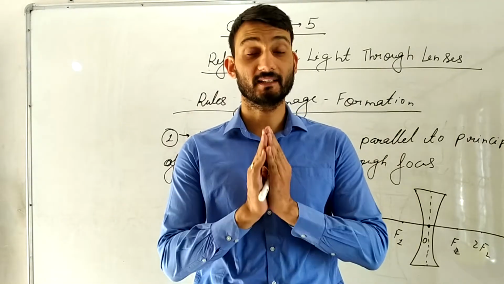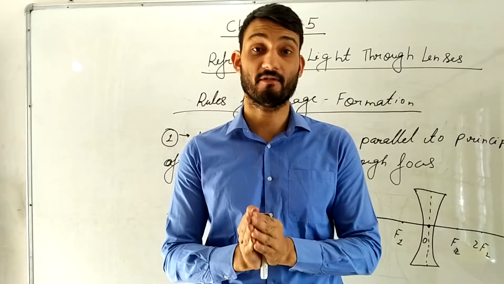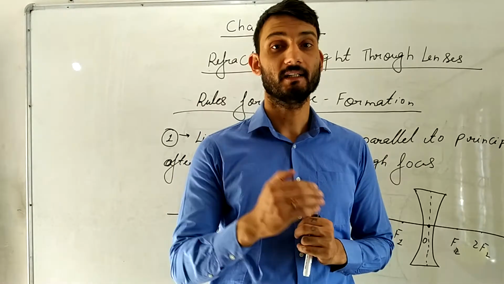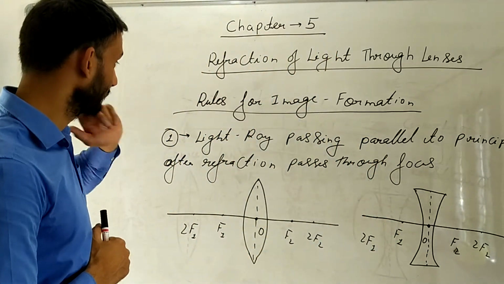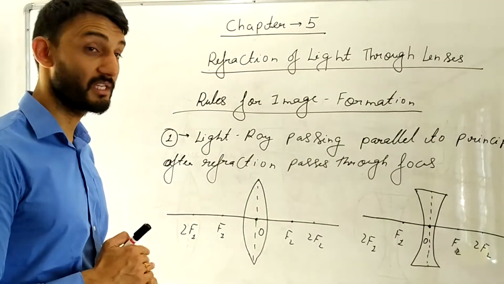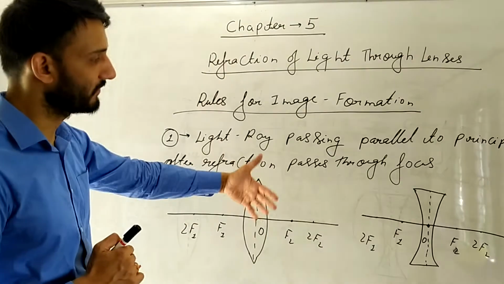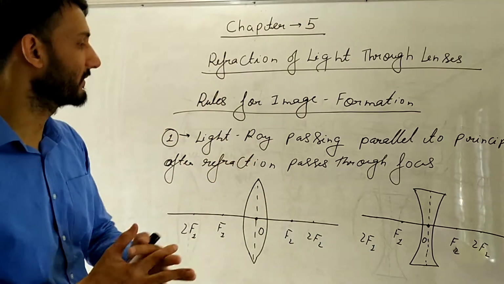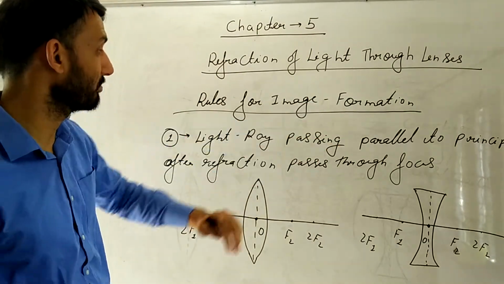In this class, we'll understand some rules for image formation for both the lenses, that is convex lens as well as concave lens. These are the rules for image formation, how the lenses are going to form an image. So, using these rules, when we deal with image formations, we'll be using these rules to form the image. The very first rule says that light ray passing parallel to principal axis.